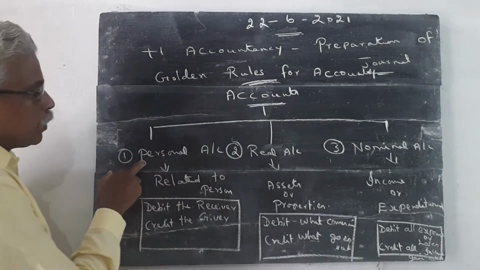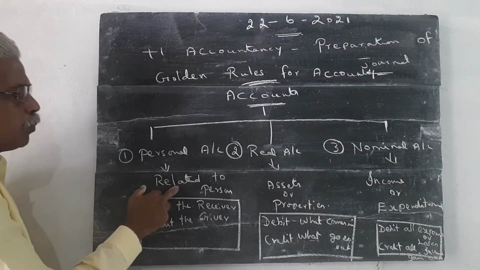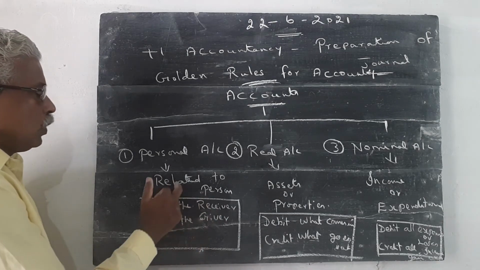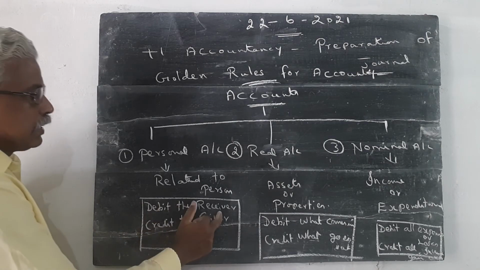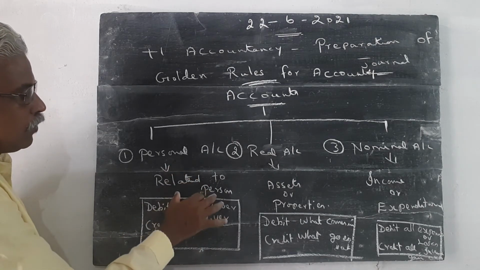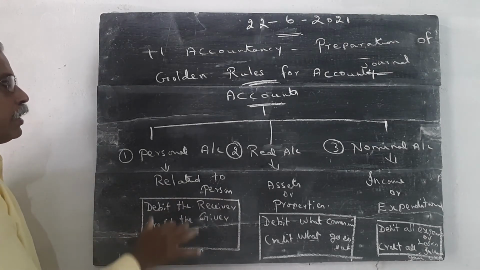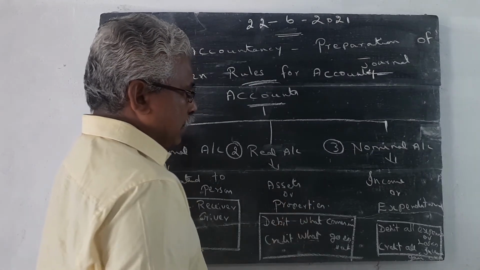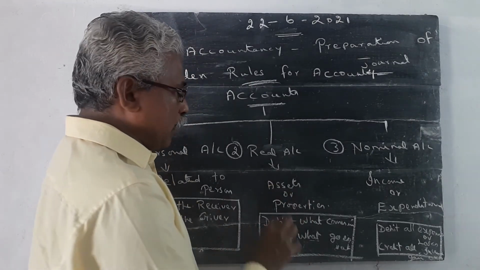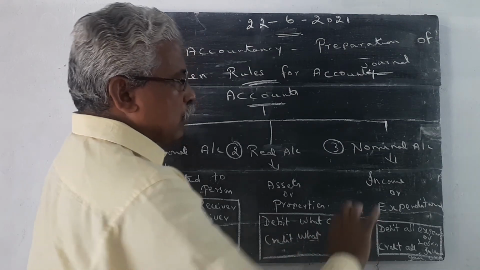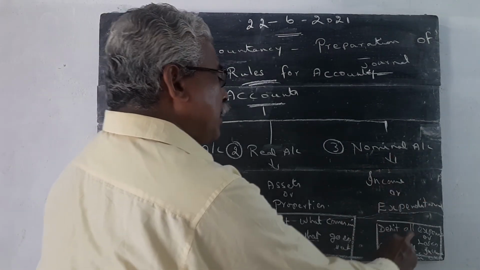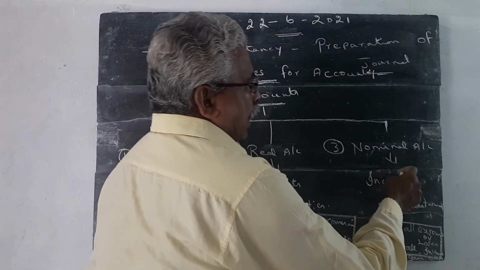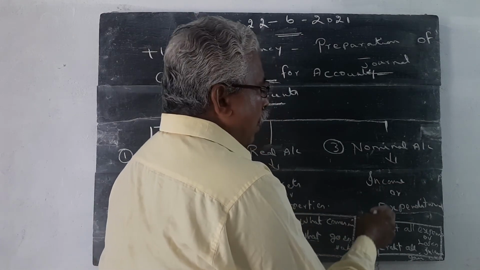Then once again, what is the meaning of personal account? Any account which is related to a person. The person can be a receiver or giver. So the rule of the personal account is debit the receiver, credit the giver. The account which is related to assets or properties is called a real account. Debit what comes in, credit what goes out. The rule of a nominal account is debit all expenses or losses, credit all incomes or gains. So nominal account means the account which explains about income or expenditure.